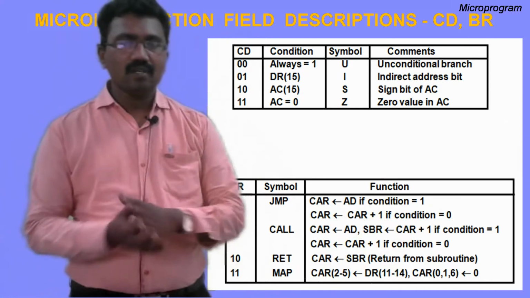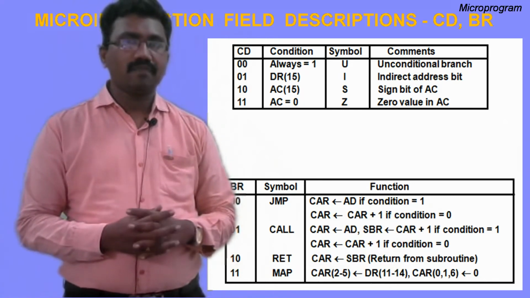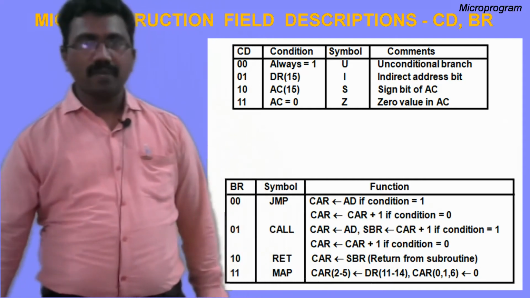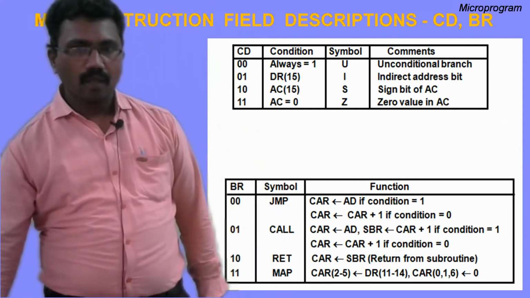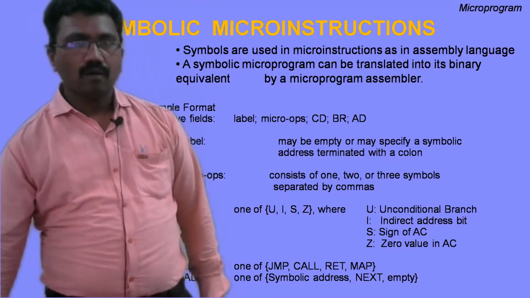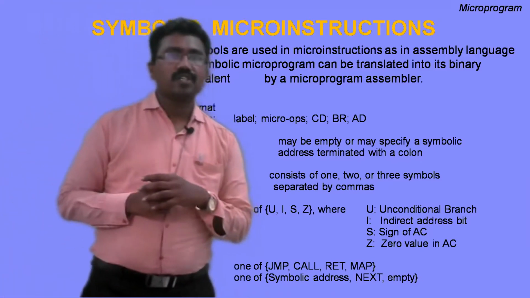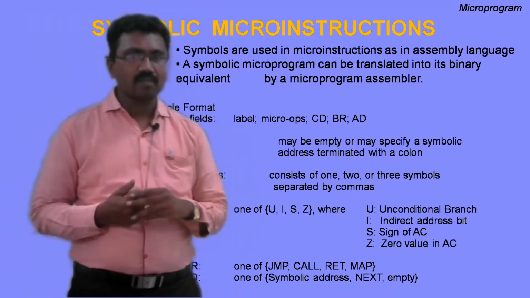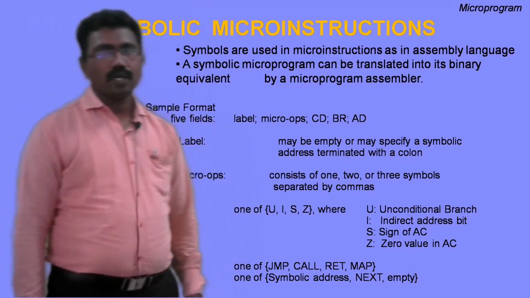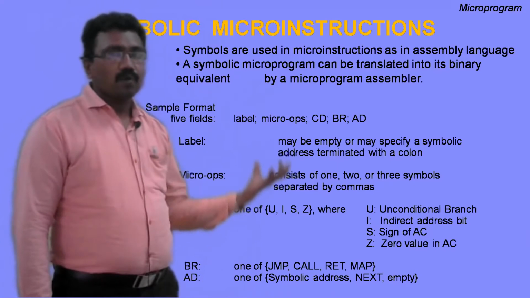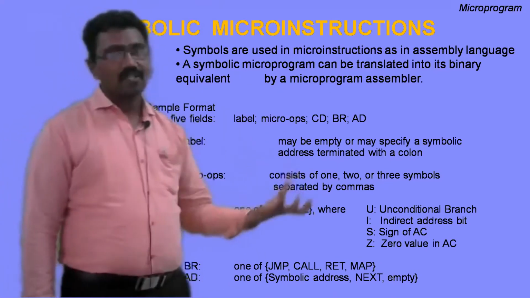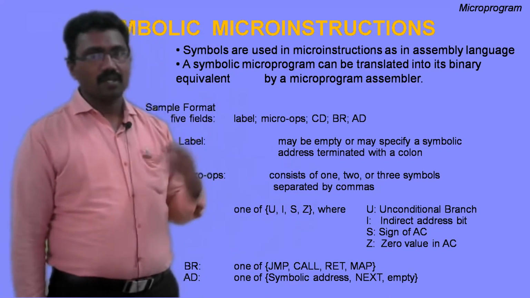So far, we have seen the microinstruction format, the definition of the F1 field, F2 field, F3 field, condition field, and branch field. Now we'll see the symbolic microinstruction format, and also how to write symbolic microprograms. Here in symbolic microprograms we are using symbols. Using symbols we can construct a symbolic microprogram, just like an assembly programming language.